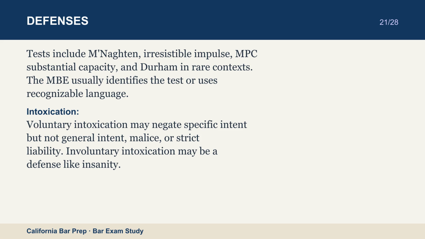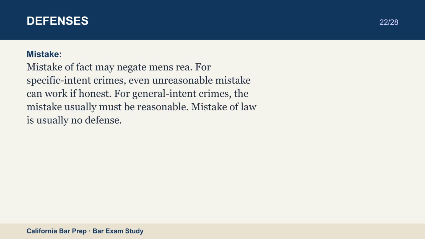Intoxication. Voluntary intoxication may negate specific intent, but not general intent, malice, or strict liability. Involuntary intoxication may be a defense like insanity. Mistake. Mistake of fact may negate mens rea. For specific intent crimes, even unreasonable mistake can work if honest. For general intent crimes, the mistake usually must be reasonable. Mistake of law is usually no defense.